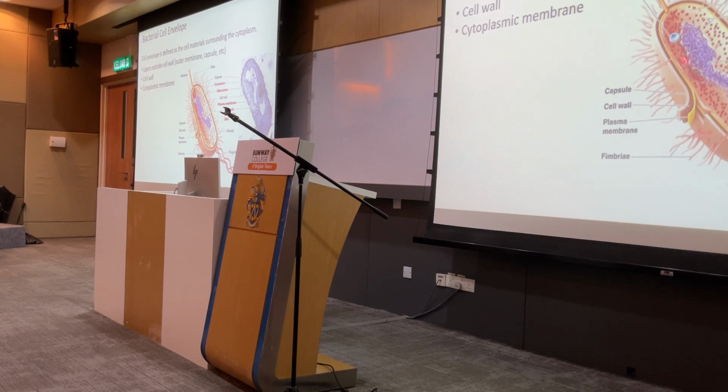Other than that, you will have a filament extending out from the cell wall, which is also important for pathogenicity, and we will also come to this next week. Today we are only looking at the cell envelope. The cell envelope contains the plasma membrane and the cell wall. The capsule is also part of the cell envelope, but we will have that next week as well.